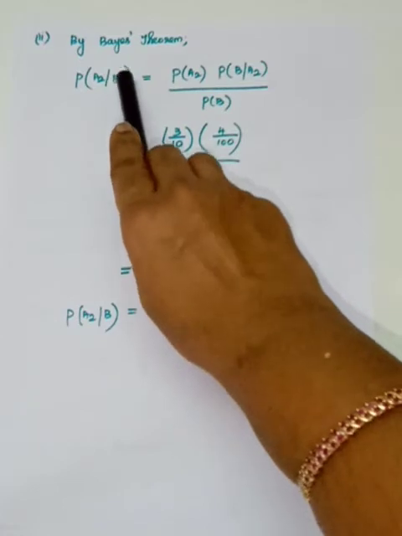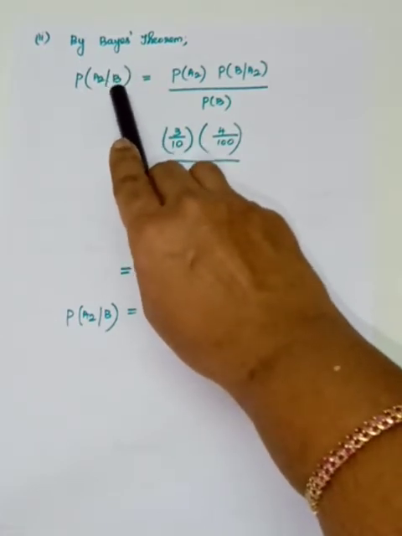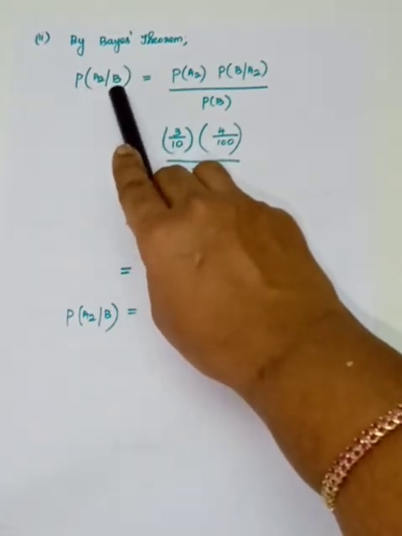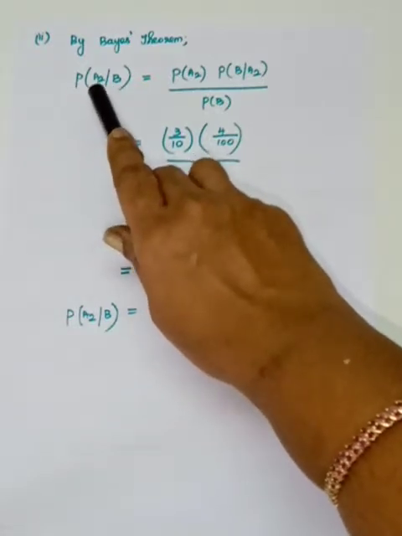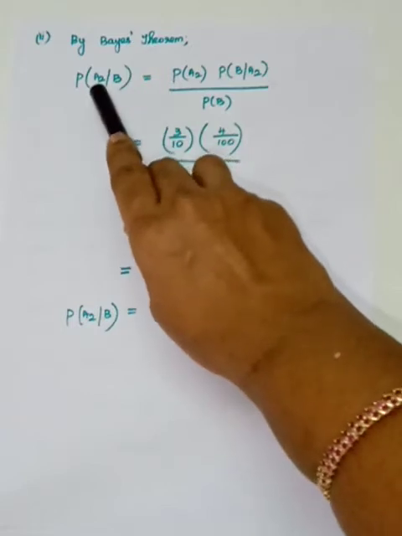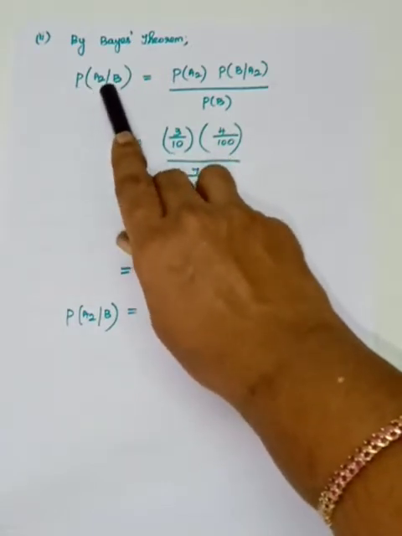It's a defective item. This has happened. We have selected a pipe, and that pipe is a defective one. Then what you have to find is the probability that the defective item is from plant Y. So therefore, P of A2 by B.